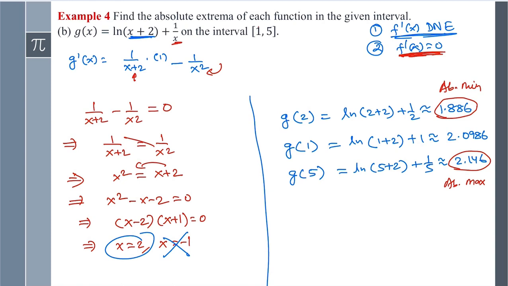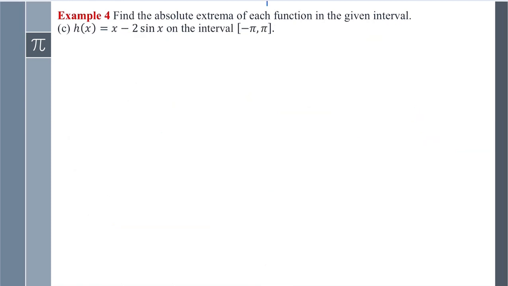now let's see one more example that involves a trig function. So again it's the same thing. We'll go ahead and find the derivative. We need to look at where the derivative does not exist, and second where the derivative is 0, and we are looking at this interval negative pi to pi.